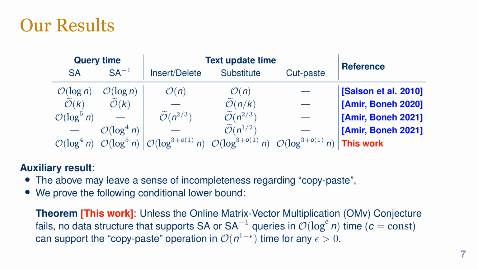More precisely, we prove a conditional lower bound stating that unless the widely used online matrix vector multiplication, or OMV, conjecture fails, no data structure supporting suffix array or inverse suffix array queries in polylog n time can simultaneously support the copy-paste operation in O(n^(1-ε)) time for any ε greater than 0. This is a simplified version of our result. In the paper, we present a stronger version, proving that the product of runtime for the query and copy-paste cannot be bounded by O(n^(1-ε)).